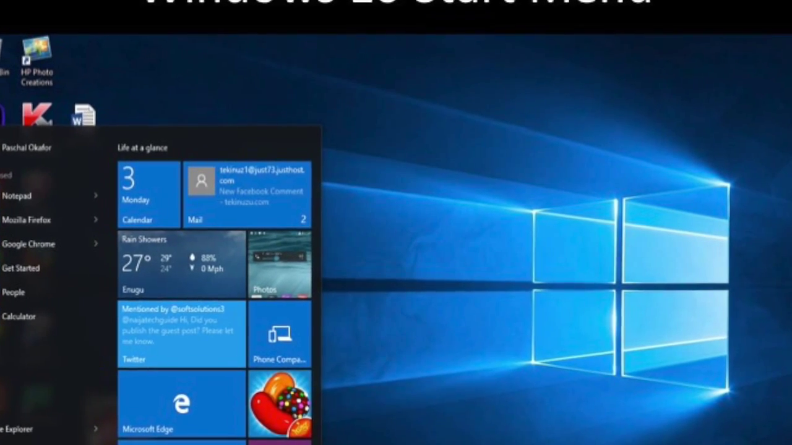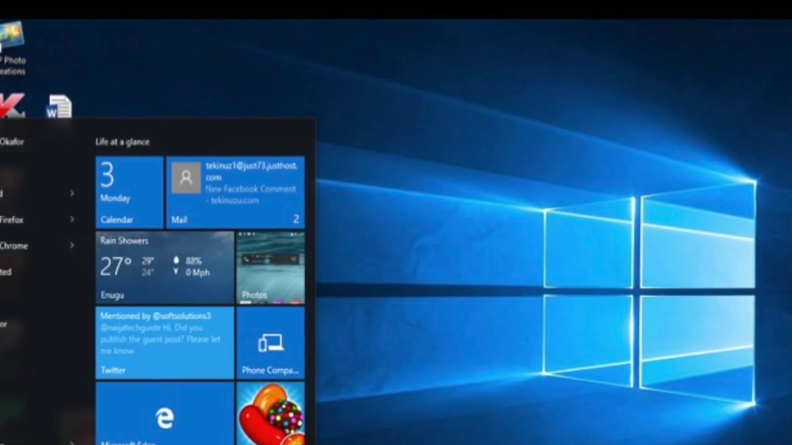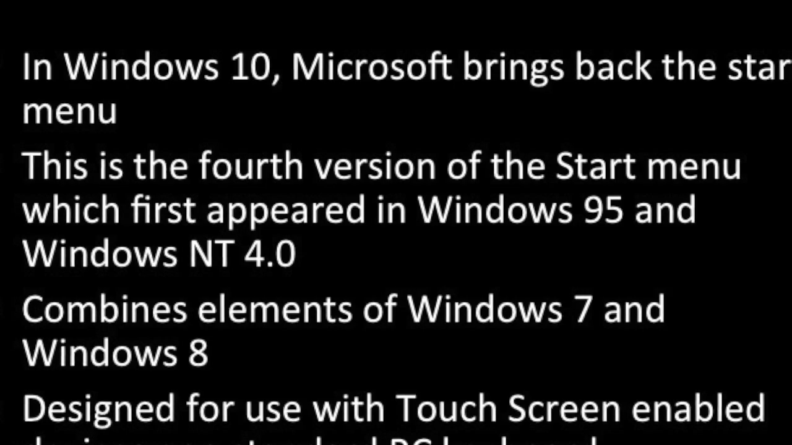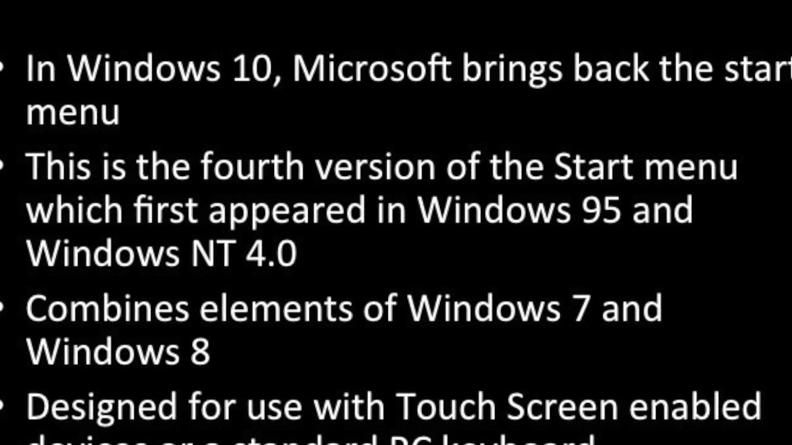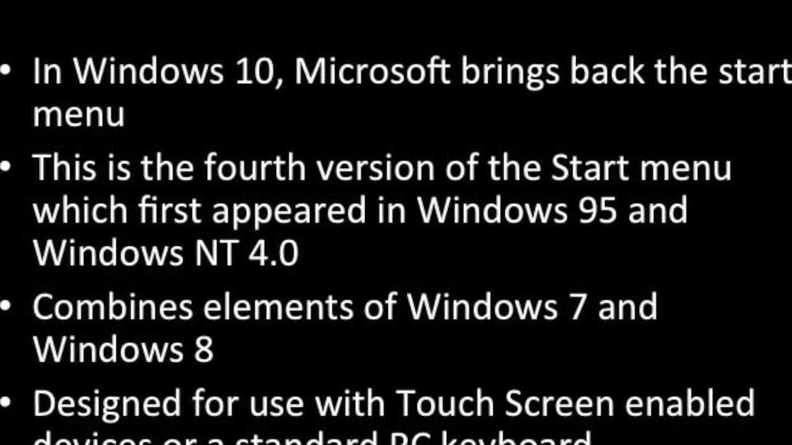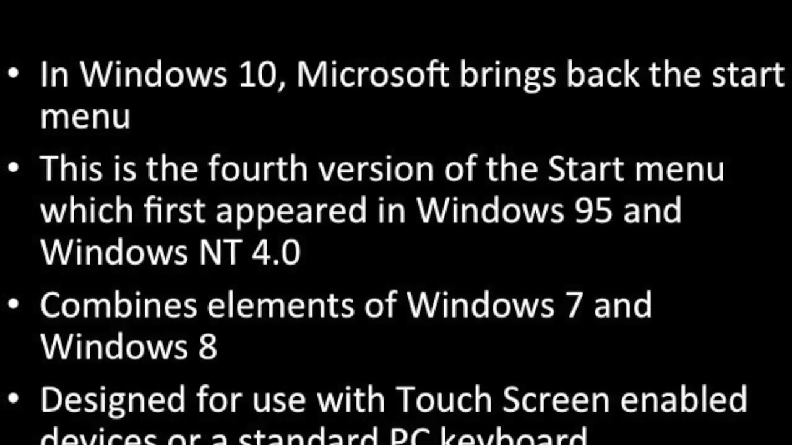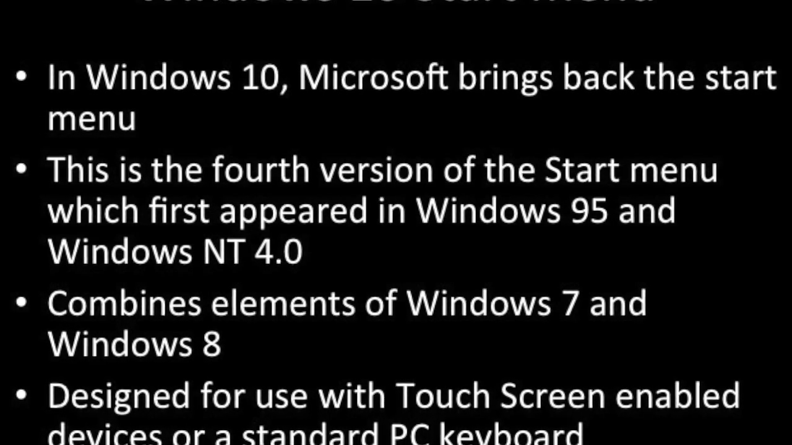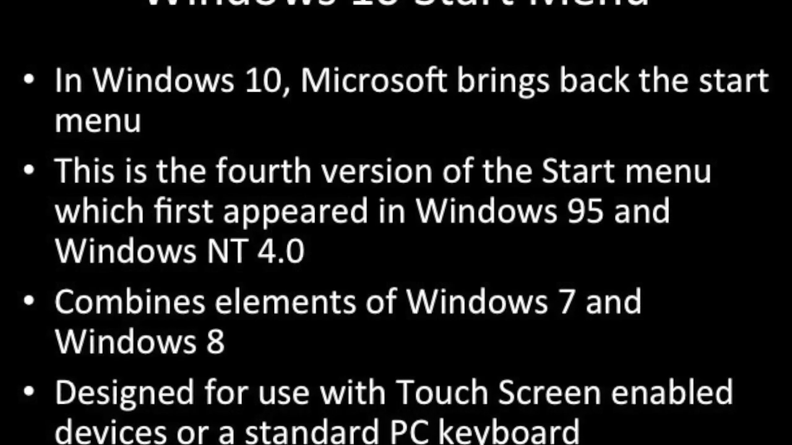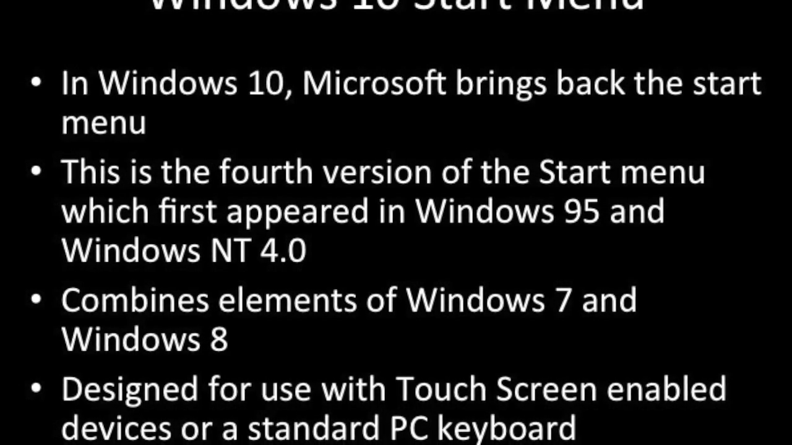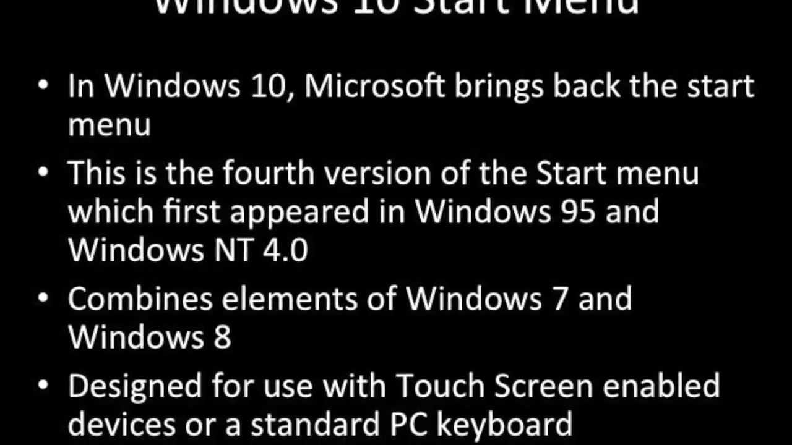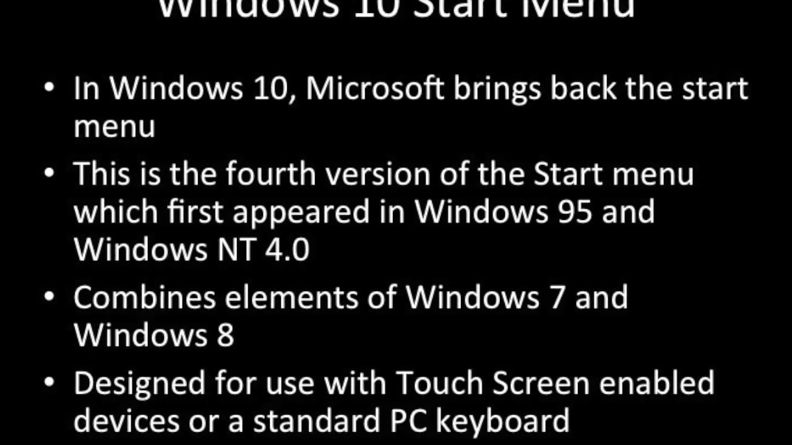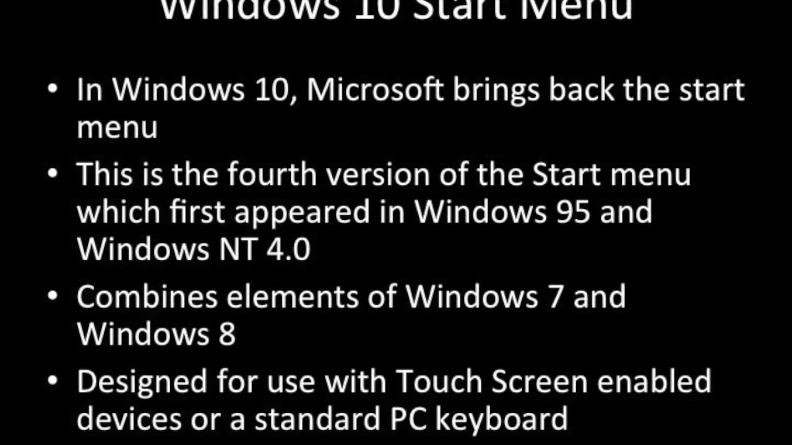And here we see an image of the new Windows 10 Start menu. In Windows 10, Microsoft brings back the Start menu. This is the fourth version of the Start menu, which first appeared in Windows 95 and in Windows NT 4.0. It combines elements of both Windows 7 and Windows 8, and it's designed for use with touchscreen enabled devices or a standard PC keyboard.